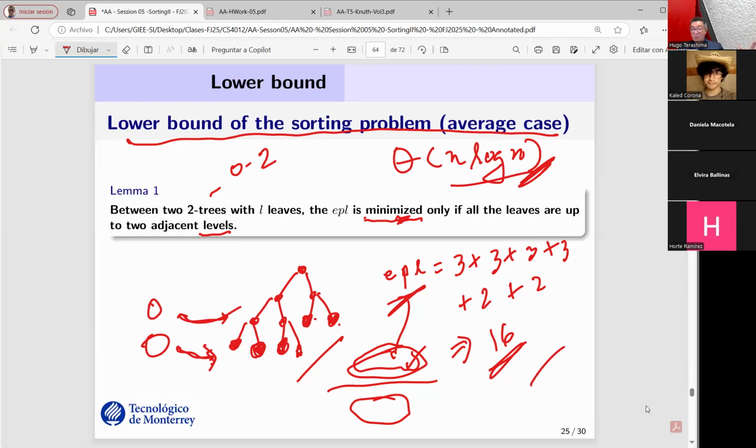Okay, so tell me if there are any questions related to this. This is the third topic today: merge sort, heap sort, and the lower bound of the sorting problem in the average case. Is that okay? What do you think?